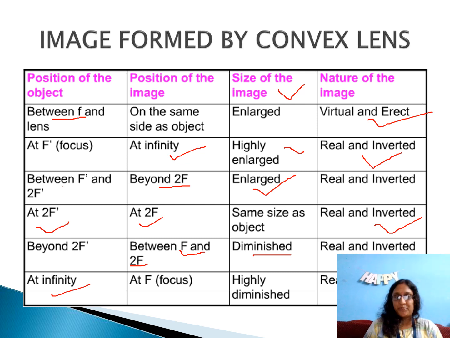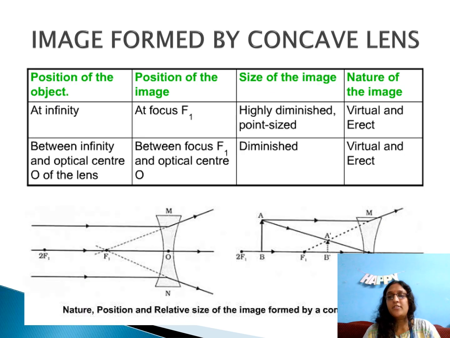So we saw the image formed by the convex lens both in ray diagram format and in tabulation. Next we are moving into the image formed by the concave lens. Since it has only two cases, the tabulation is there and the ray diagram is also there.